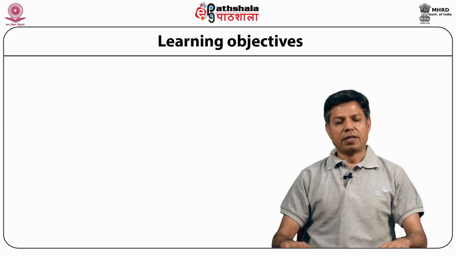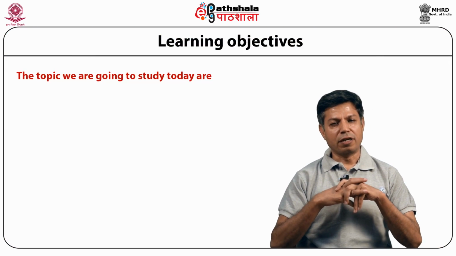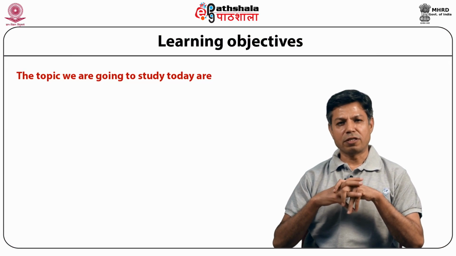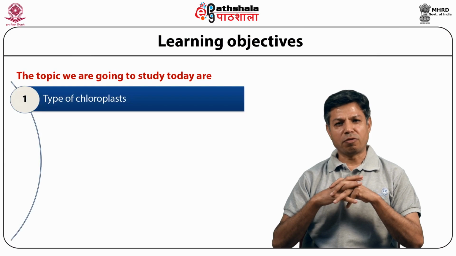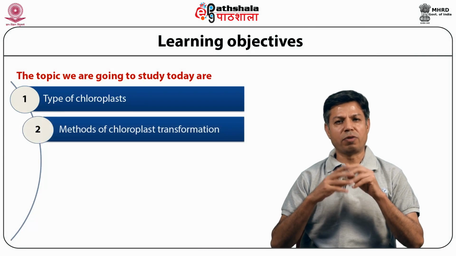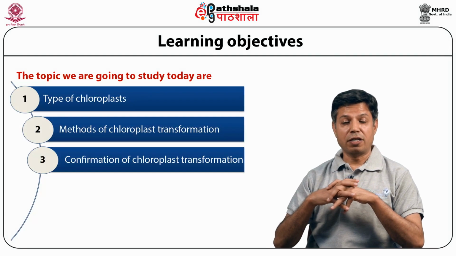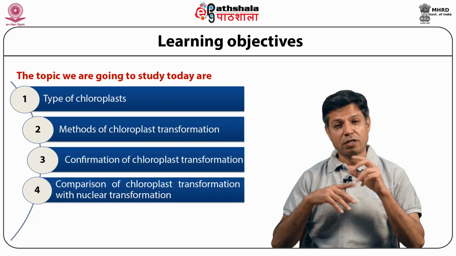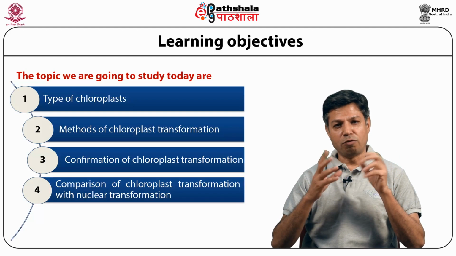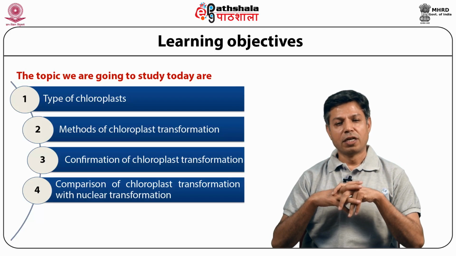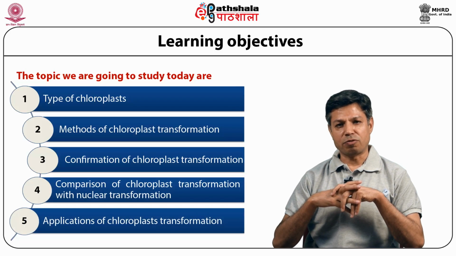Today we are going to discuss the module Chloroplast Transformation 1 under plant biotechnology and crop improvement. The learning objectives for this module: we will discuss how many types of chloroplast there are, what the method of chloroplast transformation is, how you confirm the chloroplast transformation, and then comparison of chloroplast transformation with the nuclear. And then the applications of chloroplast transformation.